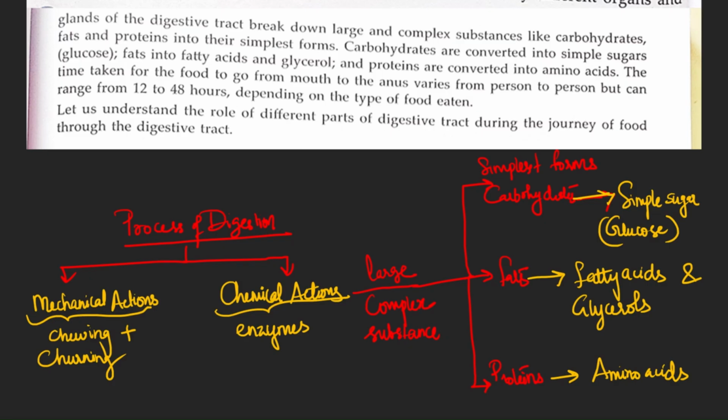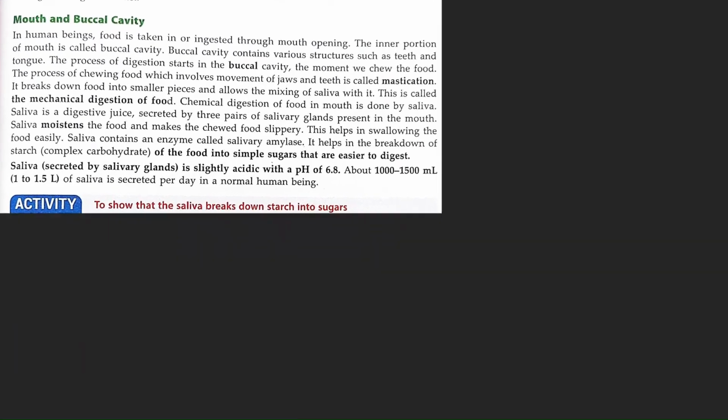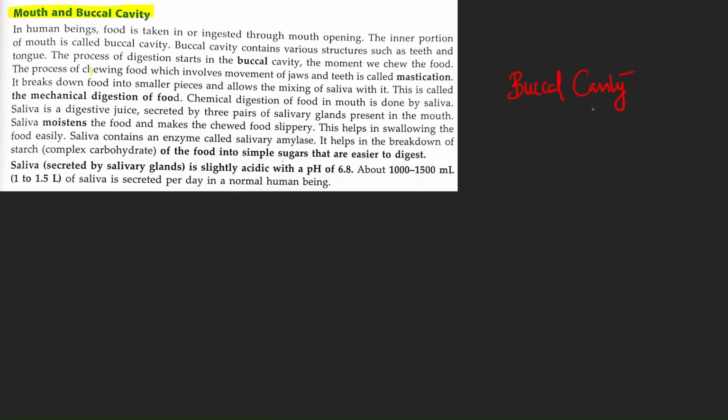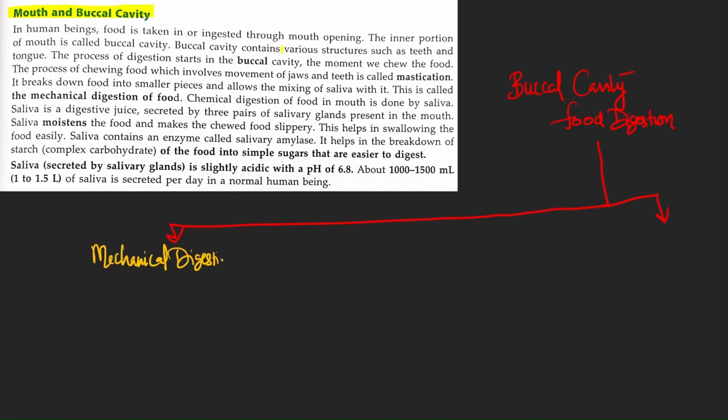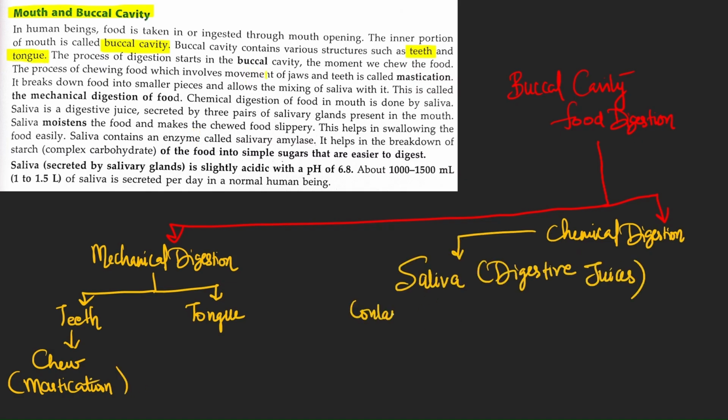So let's understand the role of different parts of the digestive tract during the journey of our food. Coming back to the concept map, in the human digestive system's alimentary canal, the first topic that we are going to see is the mouth and buccal cavity. In human beings, food is taken in or ingested through the mouth opening. The inner portion of the mouth is called the buccal cavity. Buccal cavity contains various structures such as teeth and tongue. The process of digestion starts in the buccal cavity the moment we chew the food.